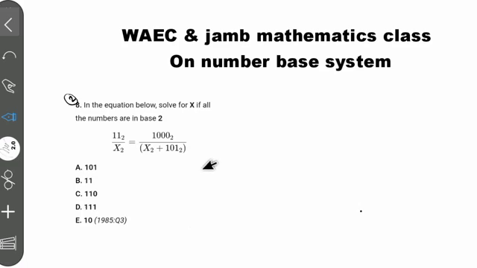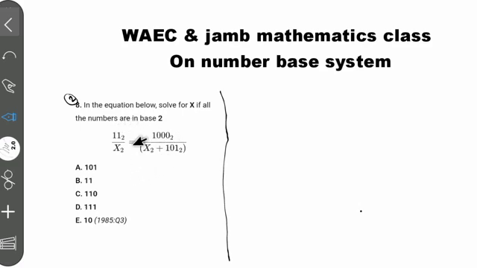So let's dive into it. The question is: in the equation below, solve for S if all the numbers are in base 2. You're told to find the value of S. Now, how do you solve this question? We're given this certain equation. It's quite simple. I'll use the JAMB method to solve it, the easiest way. In the next video, I'll use another method. But let me use a very fast trick to solve this question because of the length of this class.